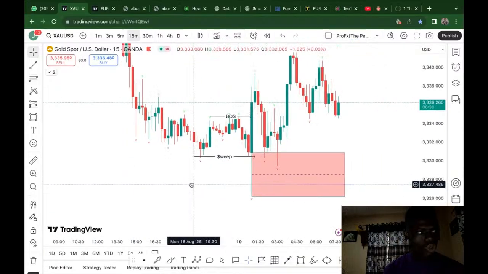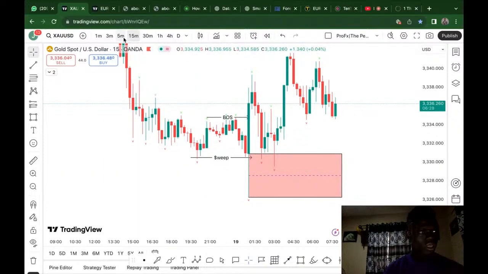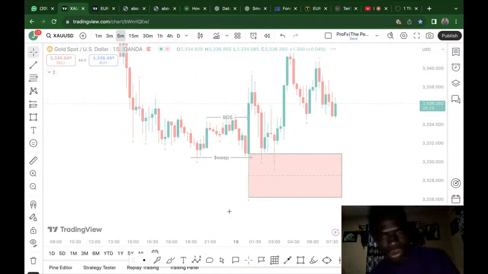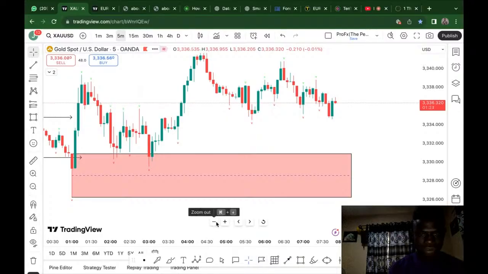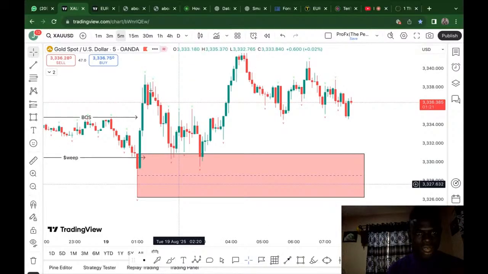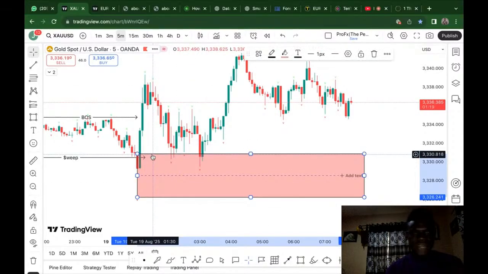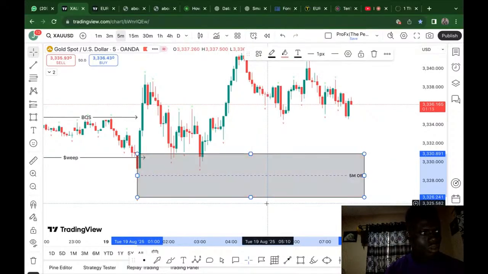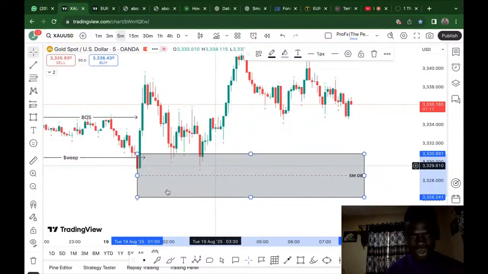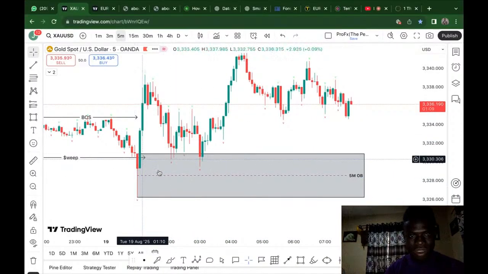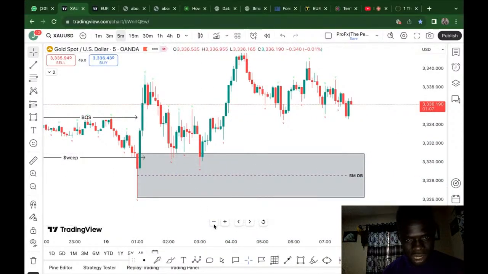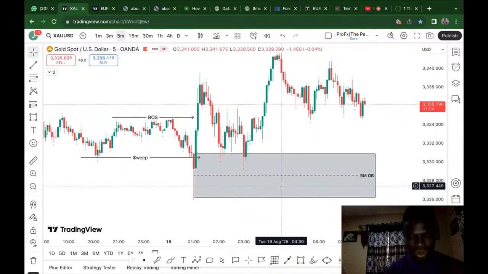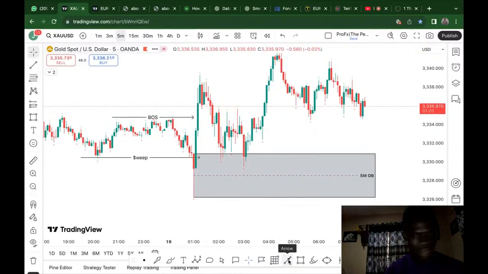So let's go to 5 minutes to see the pullback that happened. You can see carefully the pullback happened into the 5 minute order block. This can't be a coincidence, that you're having a wick on a 15 minutes giving you an order block on the lower time frame. So again, we target our buy here.